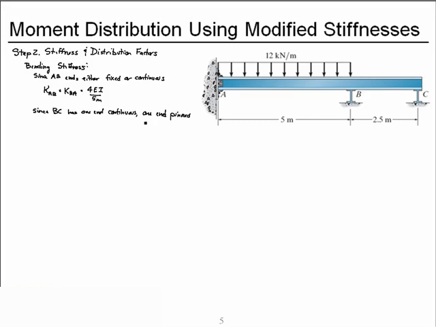We can use that to eliminate some of the work. In this case, the stiffness of the member can be taken as 3 EI over the length, which is 2.5 meters. And the carryover factor will be 0. Now the distribution factors.